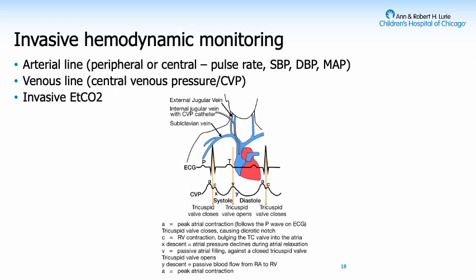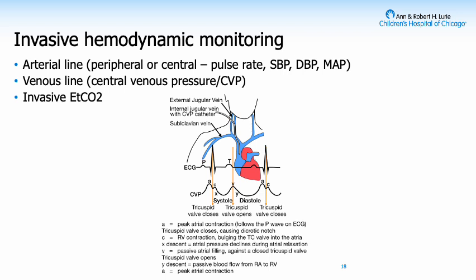For invasive hemodynamic monitoring, we have arterial lines that could be placed peripherally or centrally, and that looks not just at the systolic, diastolic, and mean arterial pressure, but also the pulse pressure, which is the difference between systolic and diastolic, as well as the pulse rate. A venous line will allow us to look at the central venous pressure, and this is a diagram showing the different components of a CVP waveform, which are beyond the scope of this talk, but are important to understand and interpret when looking at causes of elevated central venous pressure.